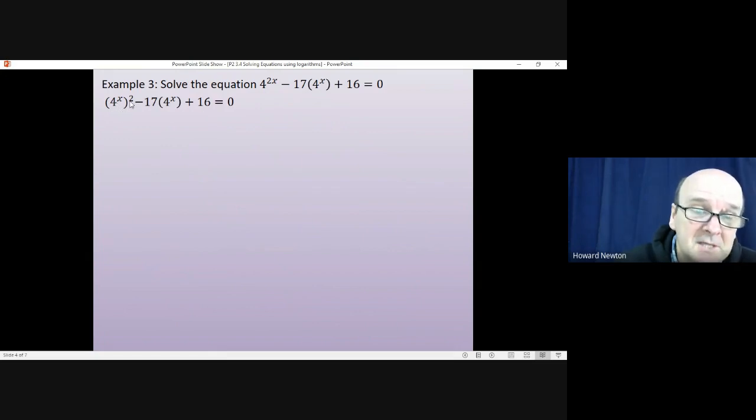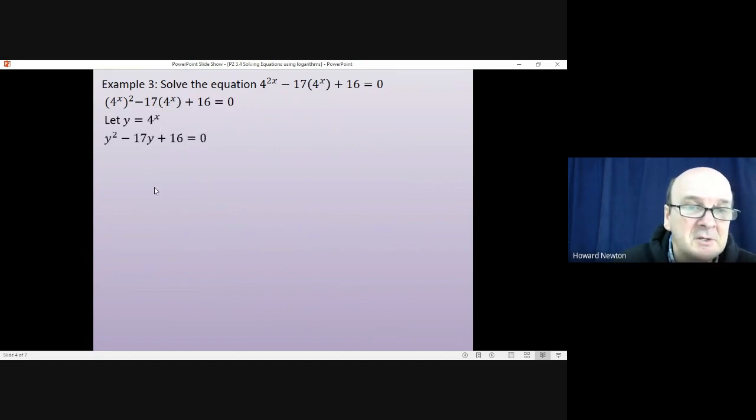We've got 4 to the x squared minus 17 times 4 to the x plus 16 equals 0. You could leave it like that, but it does make it a little bit easier if we use a substitution. So instead of writing 4 to the x, I'm going to use the substitution y is 4 to the x. Doing that makes it look like a completely normal quadratic. We're going to solve that quadratic.